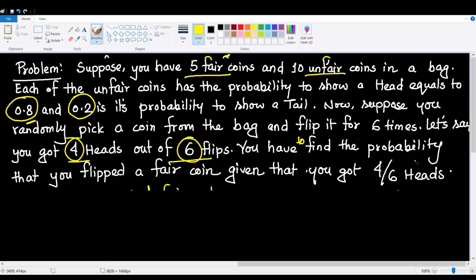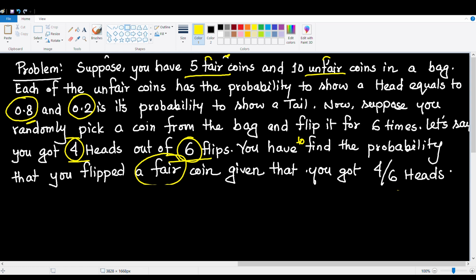So you have to determine the probability that you flipped a fair coin given that you got 4 out of 6 heads. I'm repeating again, you have to find the probability that you flipped a fair coin given that you got 4 out of 6 heads. To solve this problem, we need to remember a few data from this question.